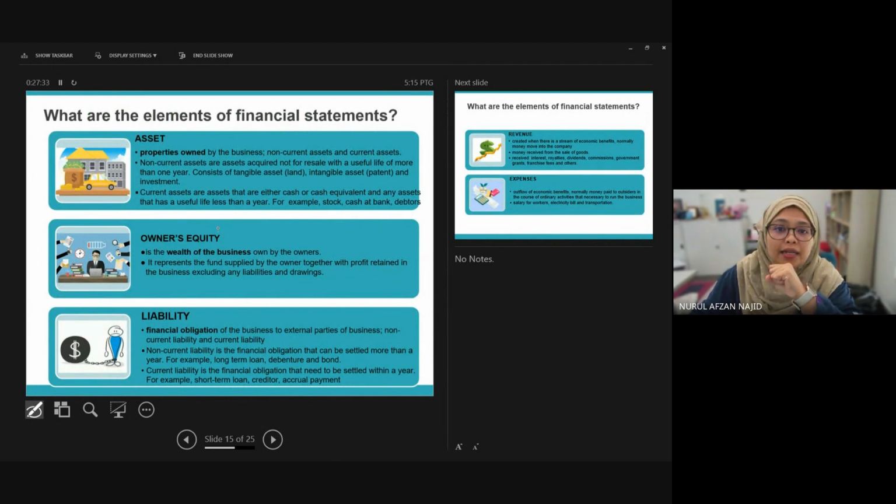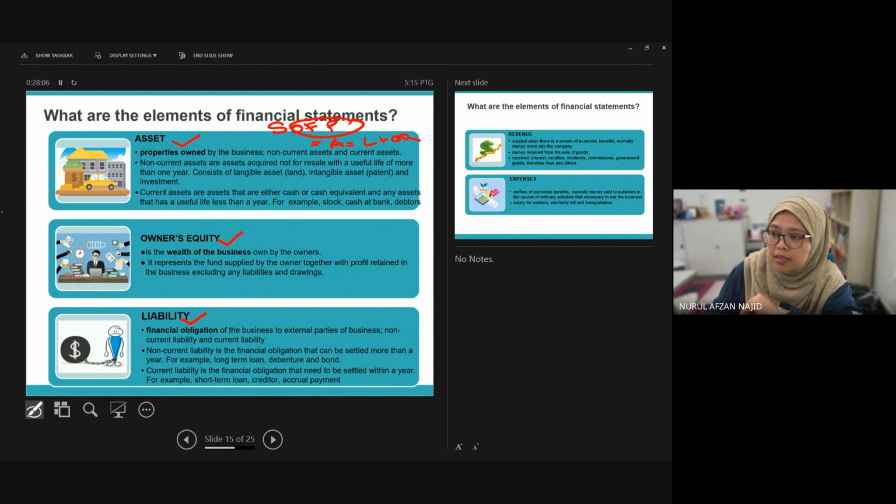Right, so what are the elements of financial statement? Yang pertama kita tengok elemen yang ada dekat dalam SOFP. SOFP ni adalah financial position. So financial position mestilah berkenaan dengan asset equal to liability plus owner's equity. So apa itu asset, apa itu owner's equity, apa itu liability. Okay, yang ni Madam terangkan secara general, bukan secara in detail lagi.